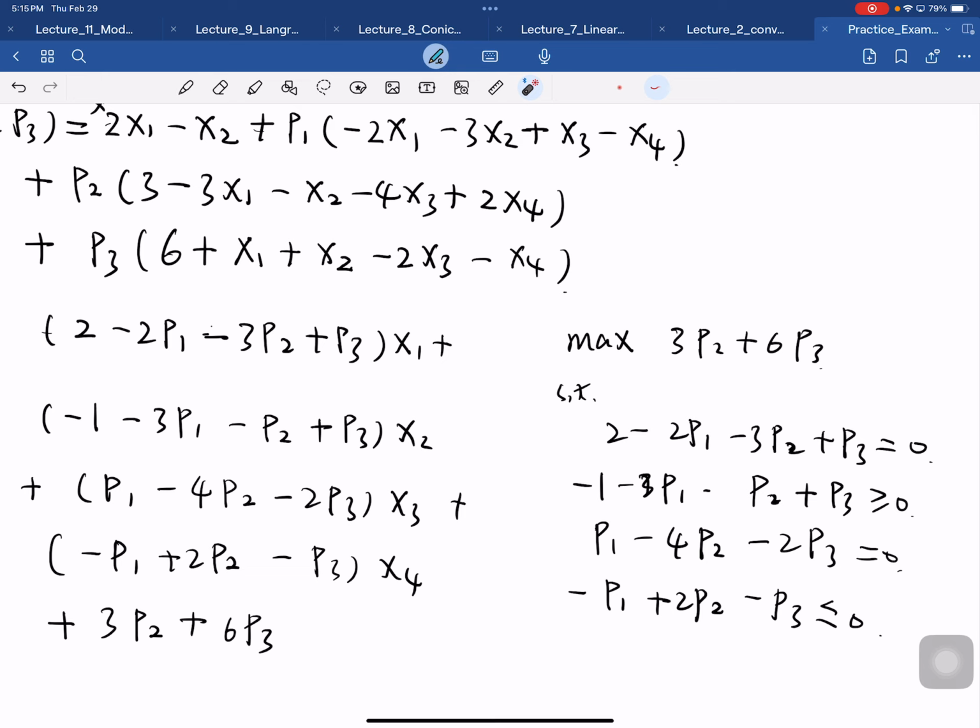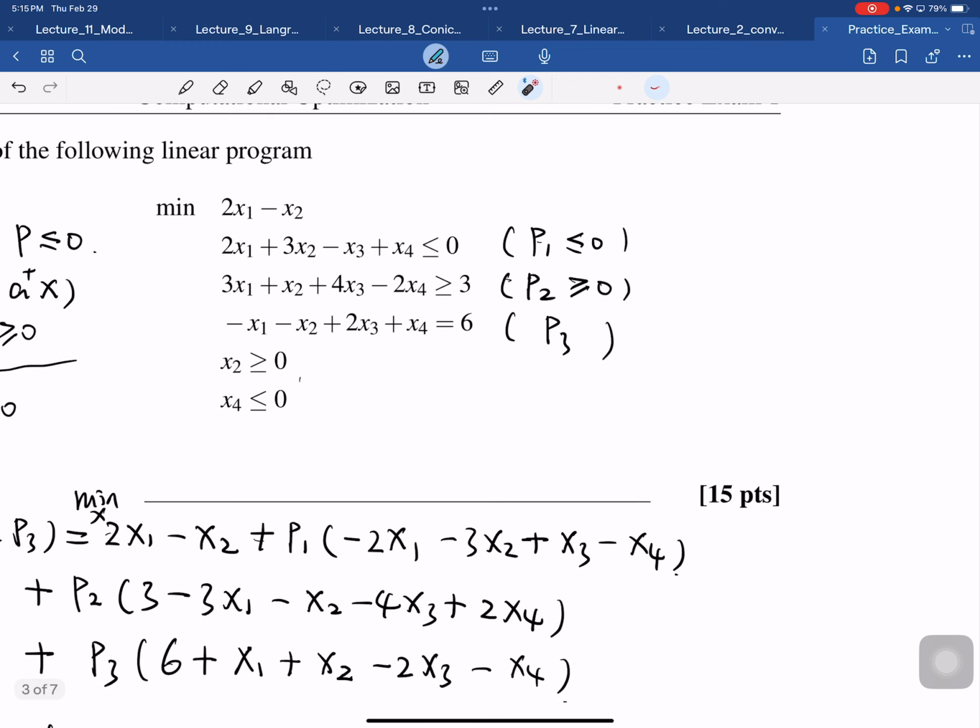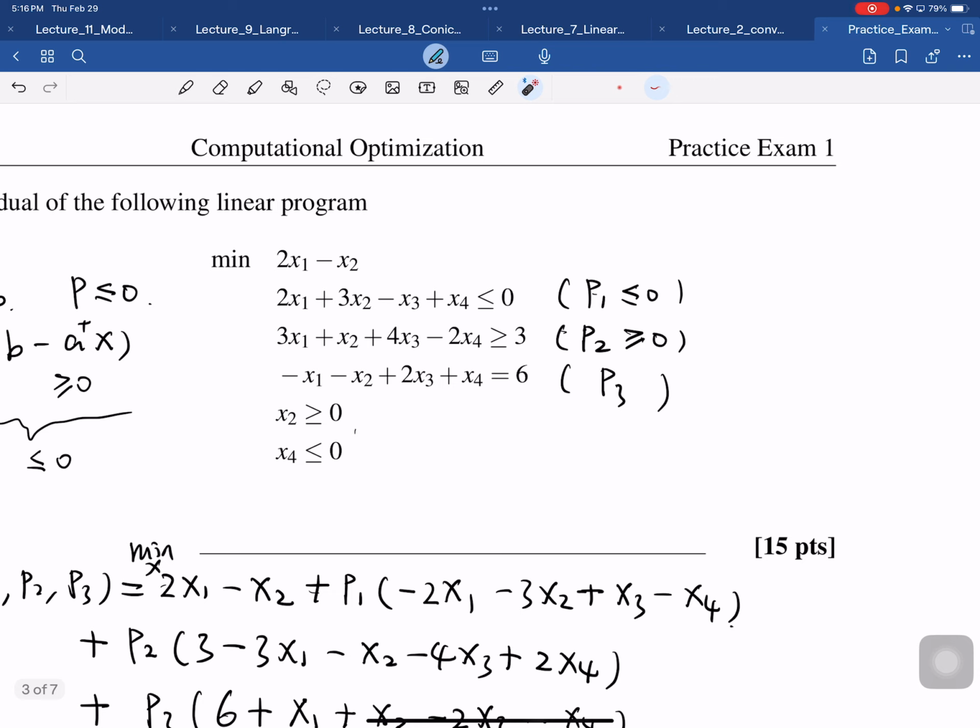And the other thing you can verify very quickly is that you can try to dualize this constraint as well in a linear program and see what happens. Okay, so let's try it real quick. Let's say we associate a dual variable for x2 greater than or equal to 0. Let's call it P4.